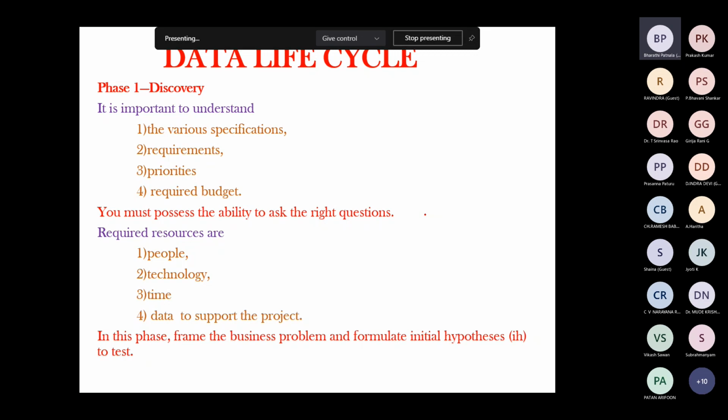So for this, the required resources are people, technology, time, and what type of data is needed to support this particular project. Okay, so in this phase you should frame the business problem. So what is the problem you want to solve, what is the model you want to design? So you question yourself. You frame the business problem and also formulate the initial hypothesis to test. In this discovery phase, the data science team researches the issue. Without researching the issue, we can't frame the problem.